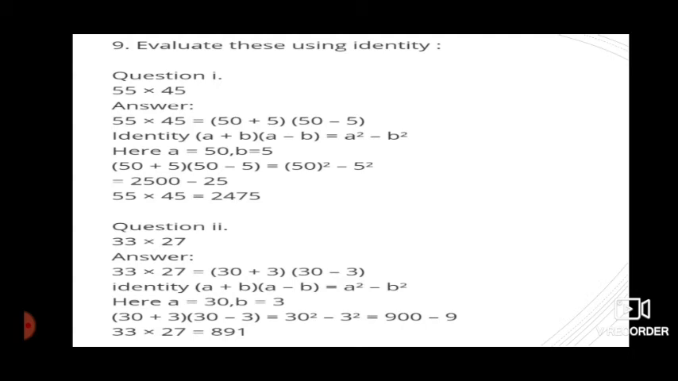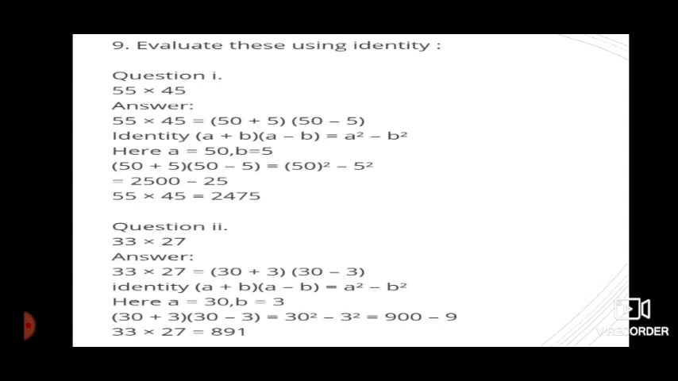Now question number 2. 33 into 27. In the same way, children, we have to convert it into a plus b into a minus b form. So how can we convert? 33 we can write as 30 plus 3. In the same way, 27 we can write as 30 minus 3. By that way we get a as 30, b as 3, and we get it in the form of a plus b into a minus b.